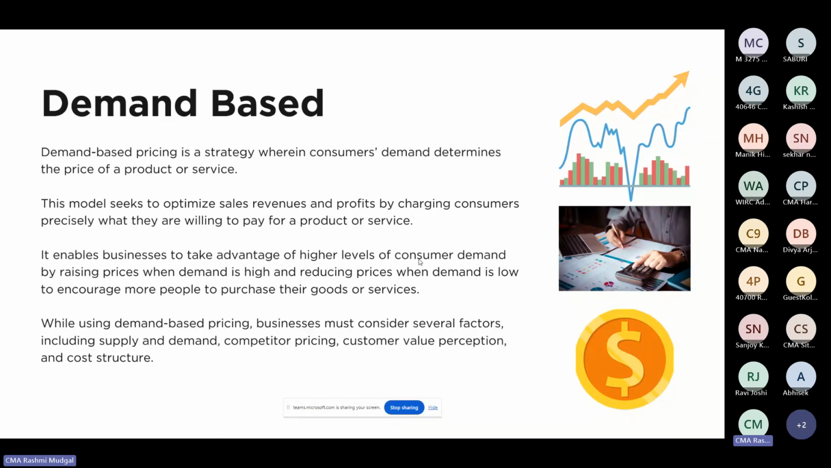Okay, so the model seeks to optimize sales, revenue and profit by charging consumers precisely what they are willing to pay for a product or service. It is a strategy where consumer demand determines the price of a product or service. I look at the supply and demand scenario: if there is more demand, my prices will increase; if there is less demand, my prices will decrease.